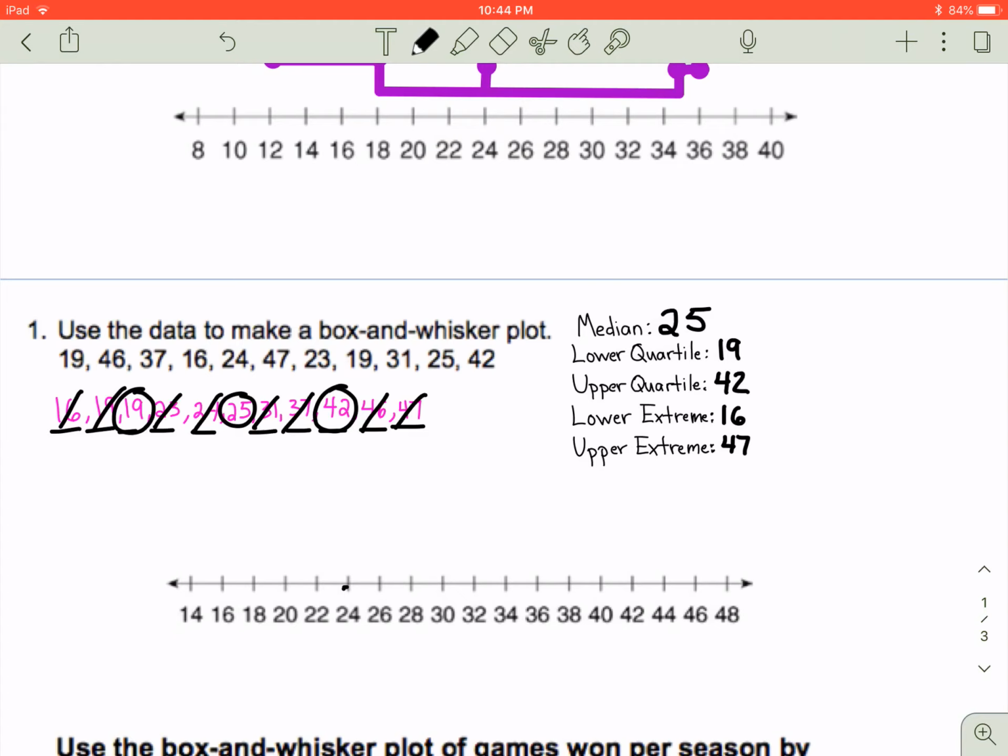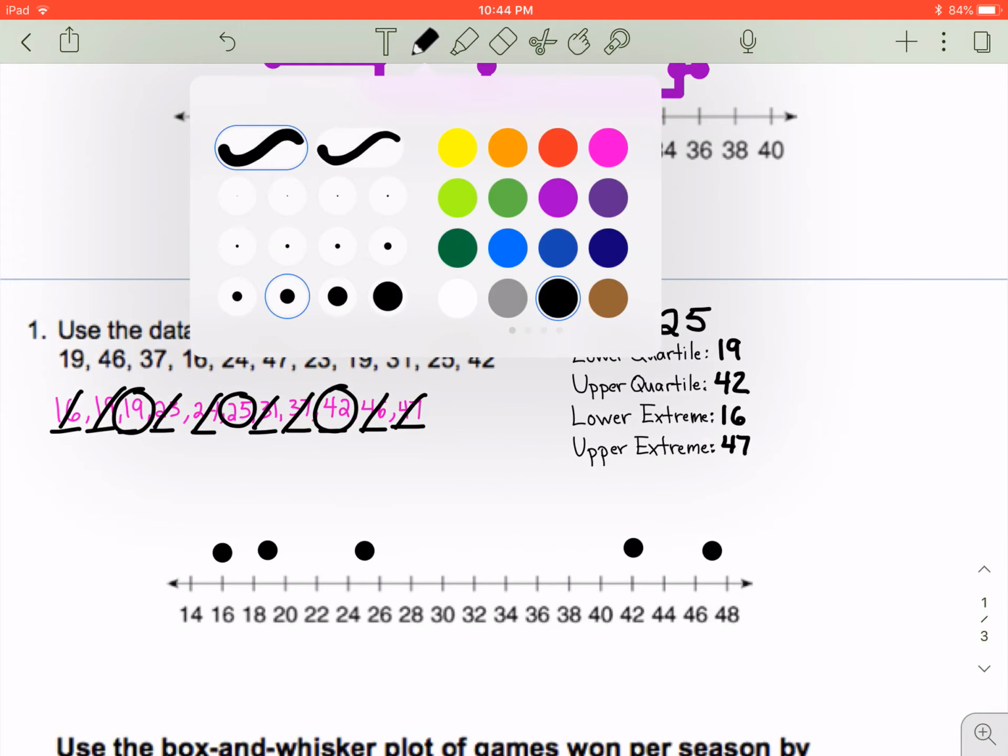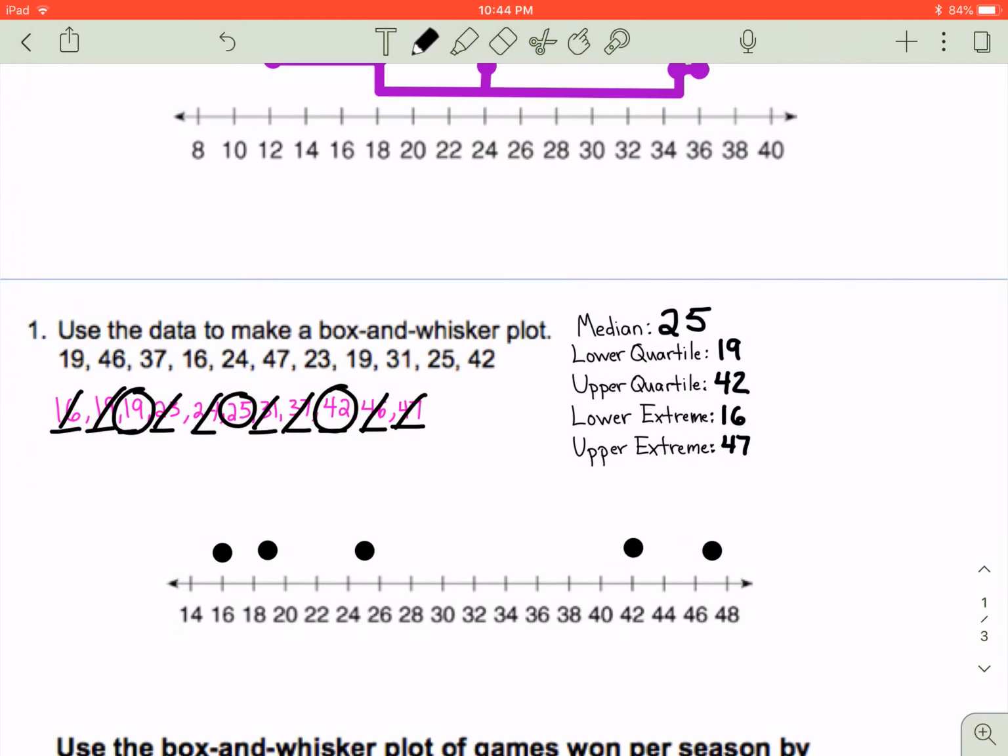So I have the number 25, which would be right there. Then I have the number 19 right there. 42 would be right above that. 16 is right there. And 47 would be right there. So remember the outside 2 dots on each side create your whiskers. So there's a whisker there. That's not very straight. Whisker there. Whisker there. Then you make a box using these 2 right here.